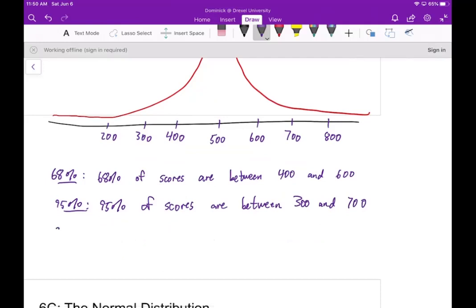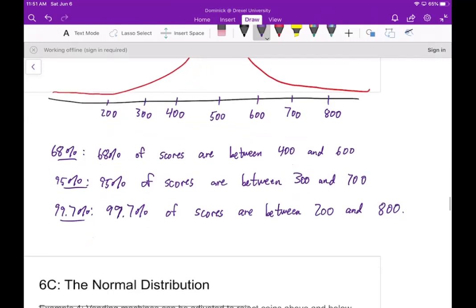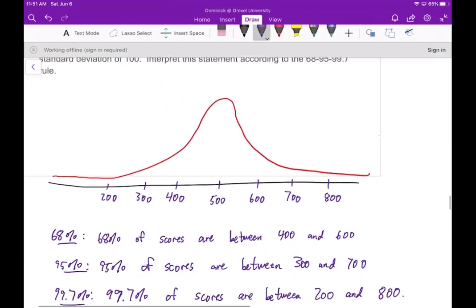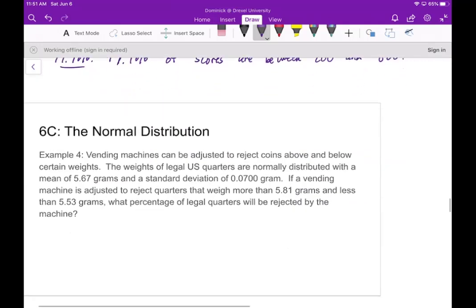Okay, and then finally, 99.7% of scores are between 200 and 800. So that's what we mean by the 68, 95, 99.7 rule. So if we know that a distribution is normal, then we can say these things about our data sets.